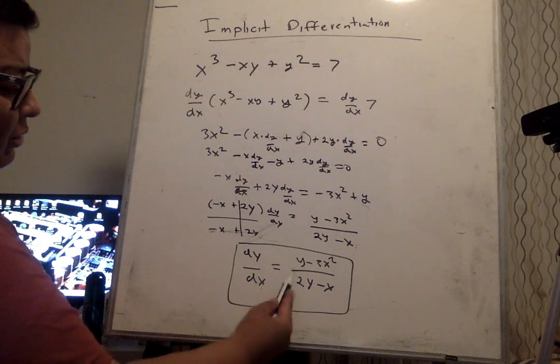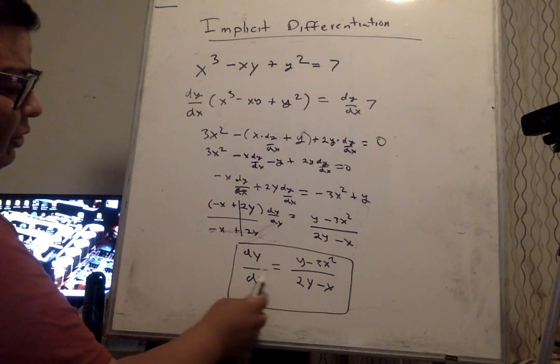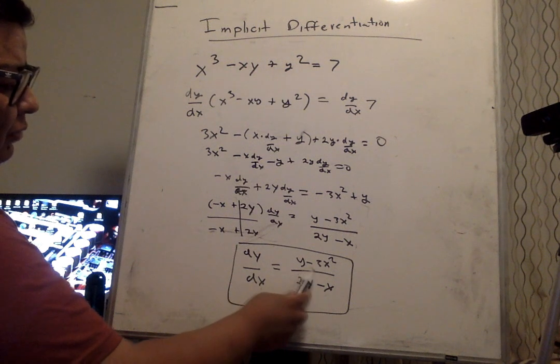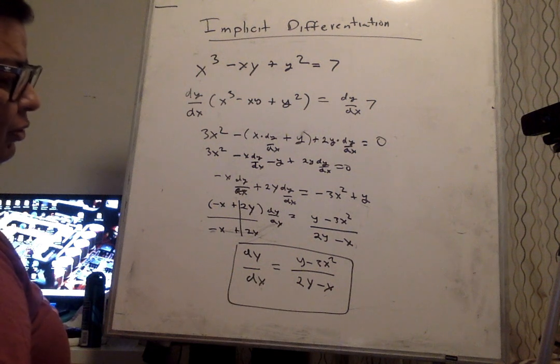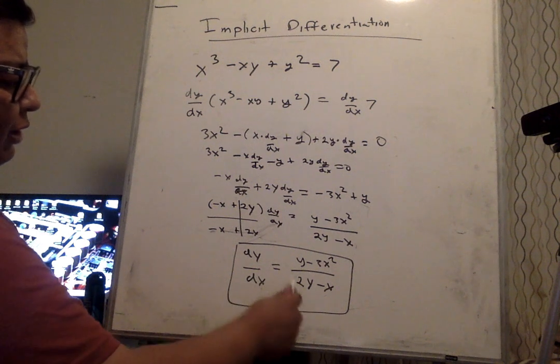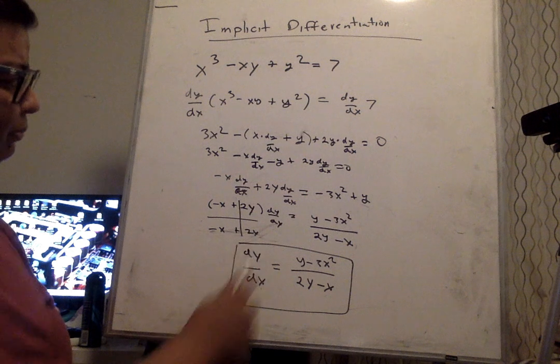So notice the slope, the derivative, is in terms of x and y. So sometimes you're gonna be given a point and you just plug it in and you get your slope at that point.